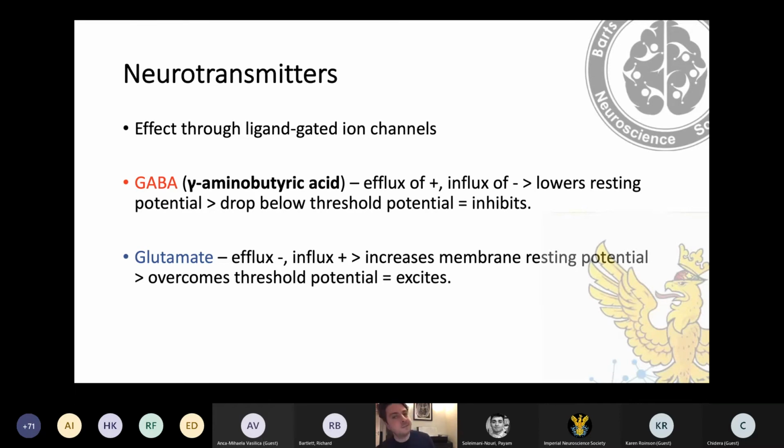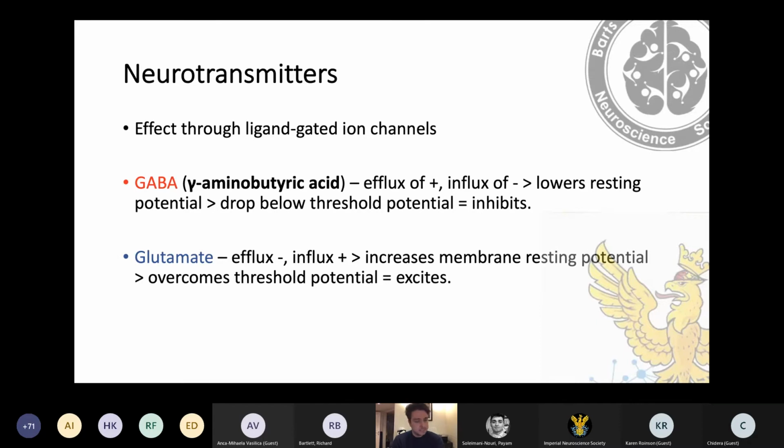GABA does this by an efflux of positive ions. So if we think of things like potassium or sodium, but potassium in particular, and then we get an influx of negatives, things like chloride. What you end up getting is a net negative effect, so a lowered resting potential. If we take ourselves back to resting potentials, threshold potentials, and then action potentials, if you lower the resting potential, you're going to go well below the threshold potential. And so you're not going to have an excitatory effect. You're going to inhibit whatever's going on.